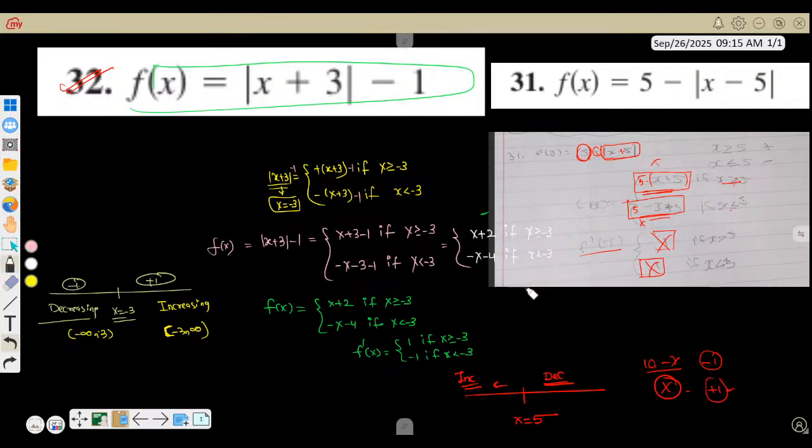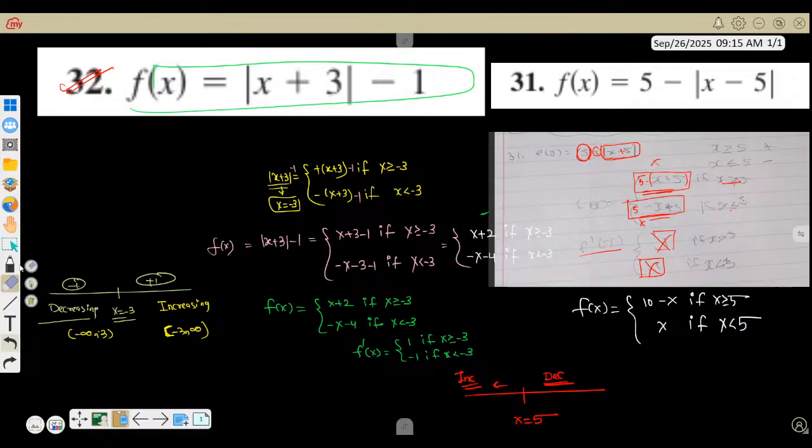After solving the entire thing, you have f(x) equal to 10 minus x if x is greater than or equal to 5, or x less than 5. Right or wrong? How is it 10 minus 6? 10 minus x is what we are getting after solving this, 5 minus x. Is it plus? It is minus 5, not plus. You have negative 5.